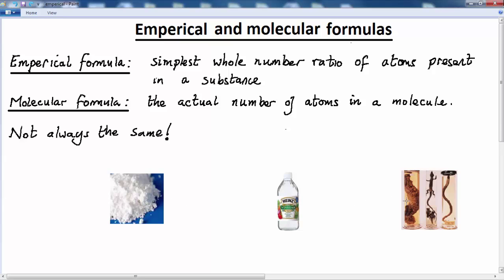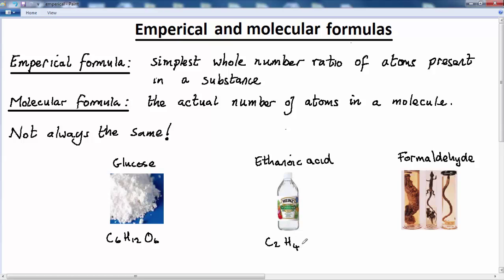For example, here we've got three substances that you may well be familiar with. This white powder is called glucose. Here we've got ethanoic acid, also known as vinegar, and formaldehyde, which is a nasty chemical used to preserve dead organisms. And the molecular formulas for each of these substances is, well, glucose is C6H12O6, ethanoic acid is C2H4O2, and formaldehyde is CH2O.